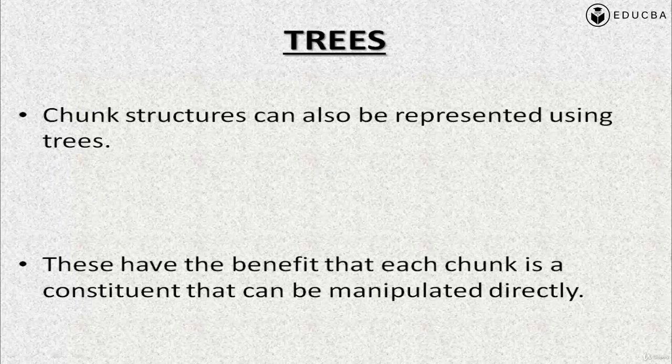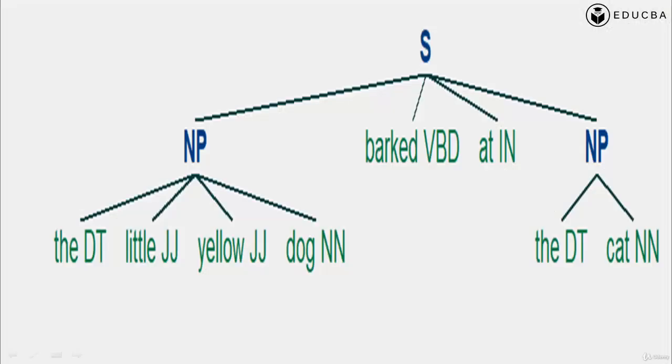So what are trees? Chunk structures can also be represented using trees, and these have the benefit that each chunk is a constituent that can be manipulated directly. Now I will show you an example. See, this is a tree. What does S represent here? S is your simple sentence. This is a complete sentence, so we have S as the root of the tree. Next we have NP, and then again barked at.